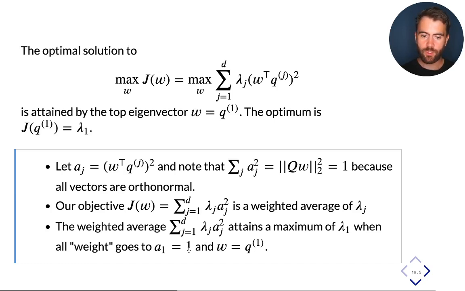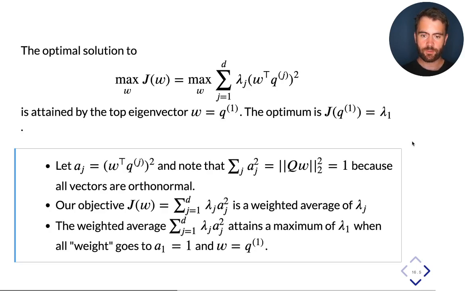And when does a1 equal 1? Well, it equals 1 when the dot product of w with q1, the largest eigenvector, equals 1. And the dot product between two vectors equals 1 when the vectors are the same. So therefore, the optimum of this objective function is attained when w equals q1, which is the leading eigenvector.